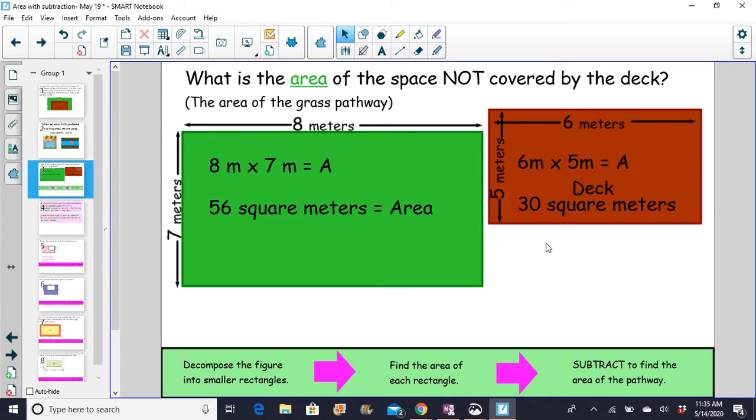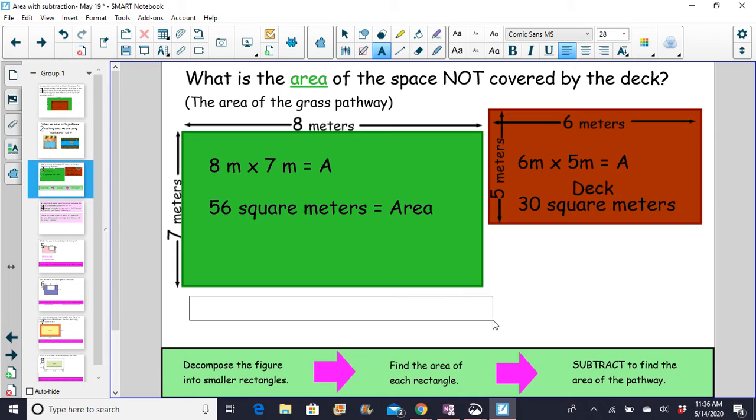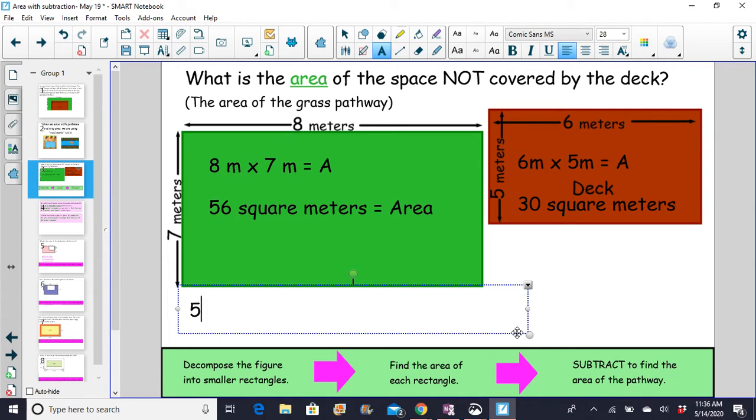So here's the difference with today's lesson. In order to find the area of the pathway, we need to subtract the smaller area, the area of the smaller rectangle, from the larger area. So that means my larger area, 56 meters squared, minus 30 meters squared is going to equal the area of the pathway.